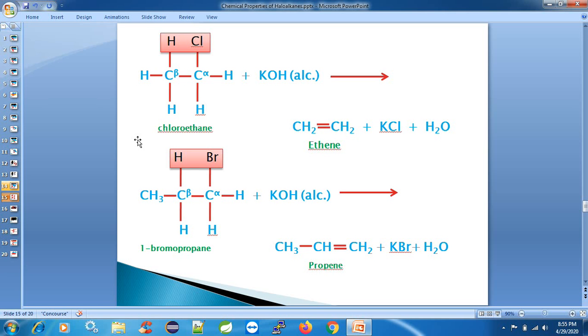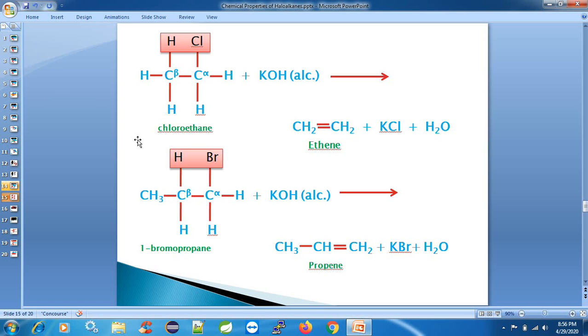Come to the next example, 1-bromopropane. You see the alpha carbon to which the bromine is attached. Next to the alpha carbon, the beta carbon is present, and the hydrogen atom attached to it is called beta hydrogen. When 1-bromopropane reacts with alcoholic potassium hydroxide, hydrogen bromide is removed and a new bond is formed between the alpha carbon and beta carbon. So propene is formed along with potassium bromide and water.